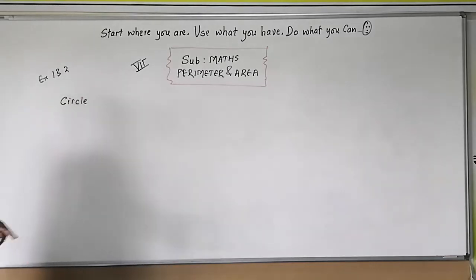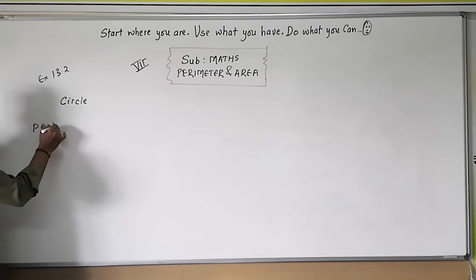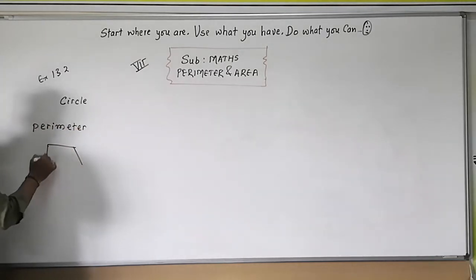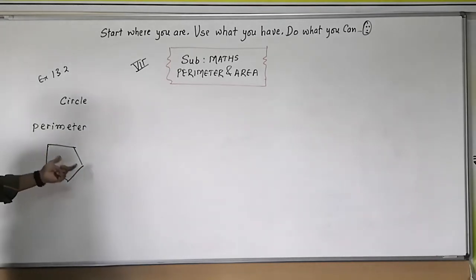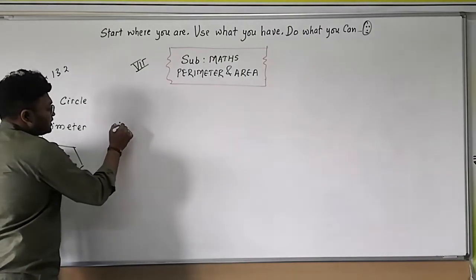Everyone knows what perimeter is? Perimeter is the addition of all sides. Let us say this is a pentagon. So what is its perimeter? The sum of all its sides is the perimeter. But if you see carefully, there are no sides for a circle.